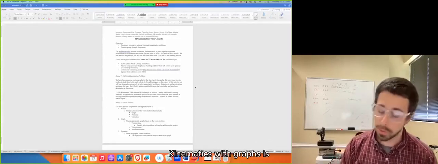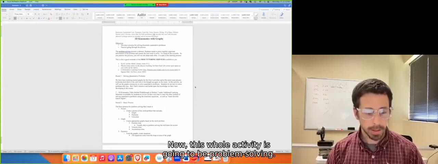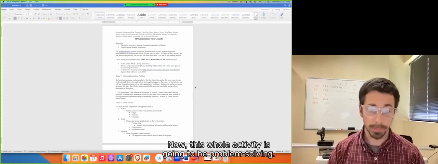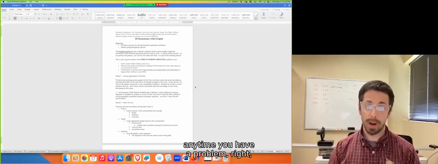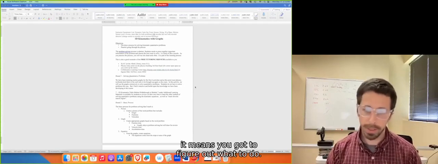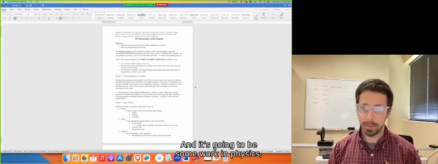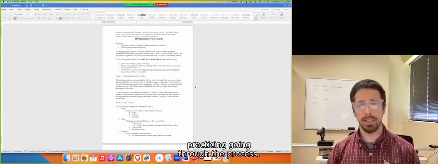1D kinematics with graphs is how we're going to be tackling these. Now, this whole activity is going to be problem solving, right? When you start talking about problem solving in physics, anytime you have a problem, it means you've got to figure out what to do. And sometimes that could be a lot of work. And it's going to be some work in physics. This activity, we're going to be practicing going through the process.